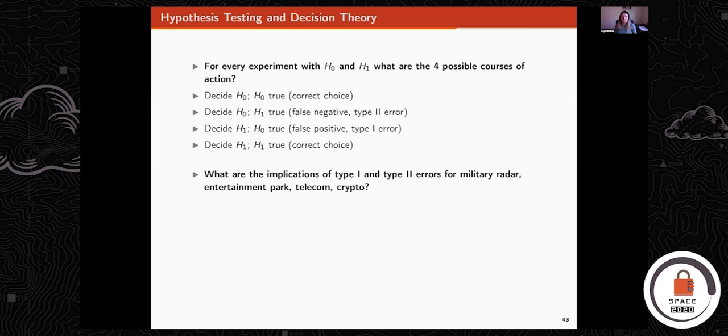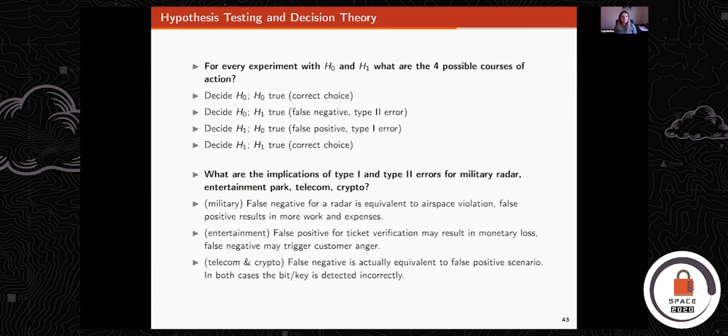And then just to consider what these type one or two errors actually mean for those four applications. As you may imagine, it's quite different for different applications. For military, it can be a really serious issue in both cases, like either an airspace violation or more expenses. With an entertainment park, it can be less drastic, but still can cause some undesired effects. But with crypto it is actually very similar. We don't care about the type of error. From the adversary perspective, it's just whether you guess a bit correctly or not.